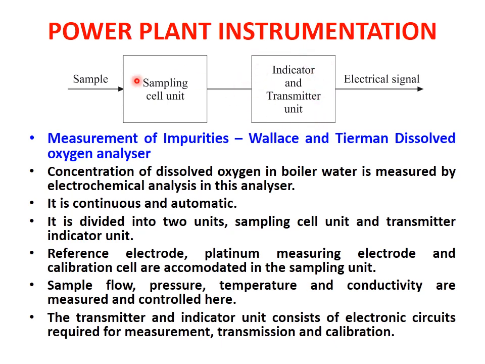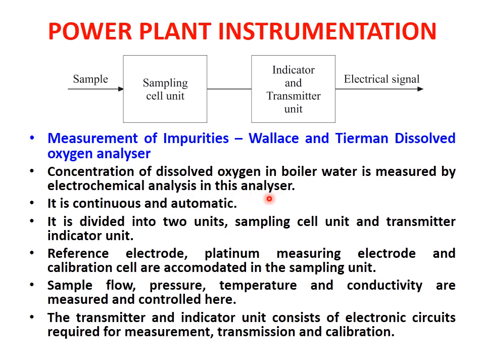See, it contains two units. One is a sampling cell unit, and the second is an indicator and transmitter unit. The sample is sent to the sampling cell unit. Then the amount of dissolved oxygen present is indicated, and it is transferred via an electrical signal to the system, so that the dissolved oxygen analysis can be done.